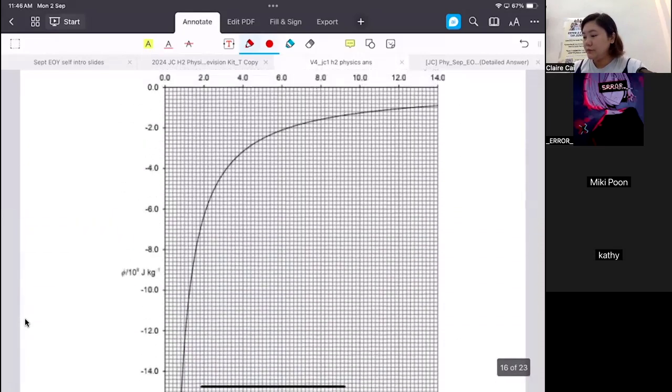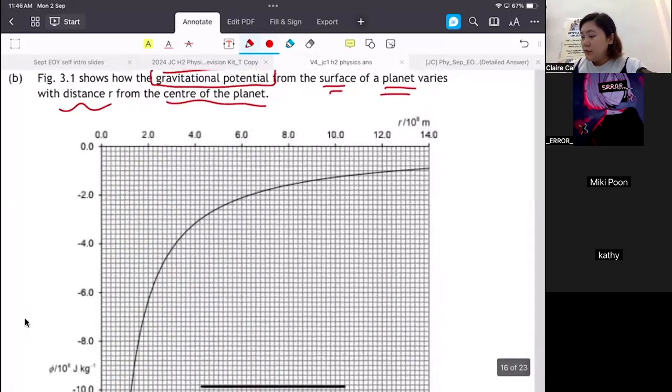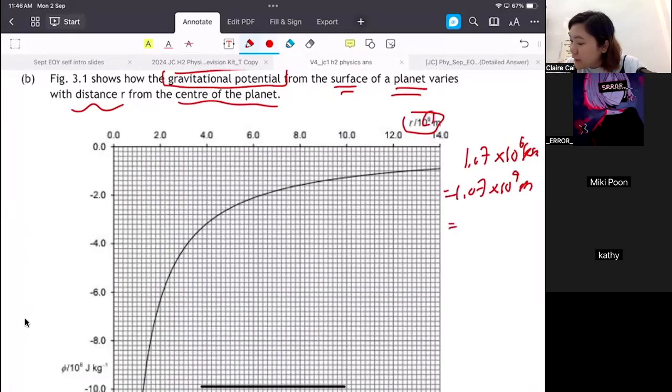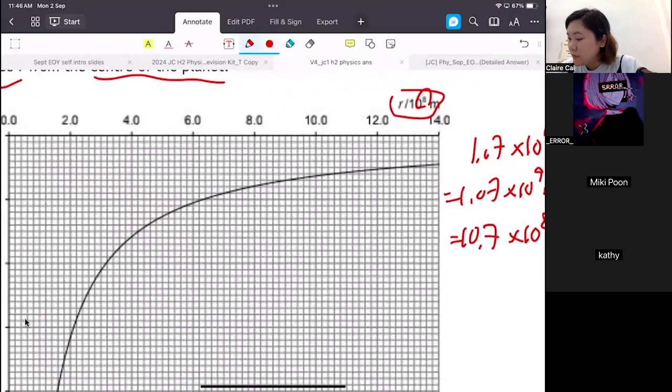Should we go back here? Okay, but the axis is slightly different now, so we need to do some conversion. So 1.06 times 10 to the power of 6 km. If I change it to meters, it's 9. This is 8. So let me take out a 0. So it's actually 10.7 times 10 to the power 8.